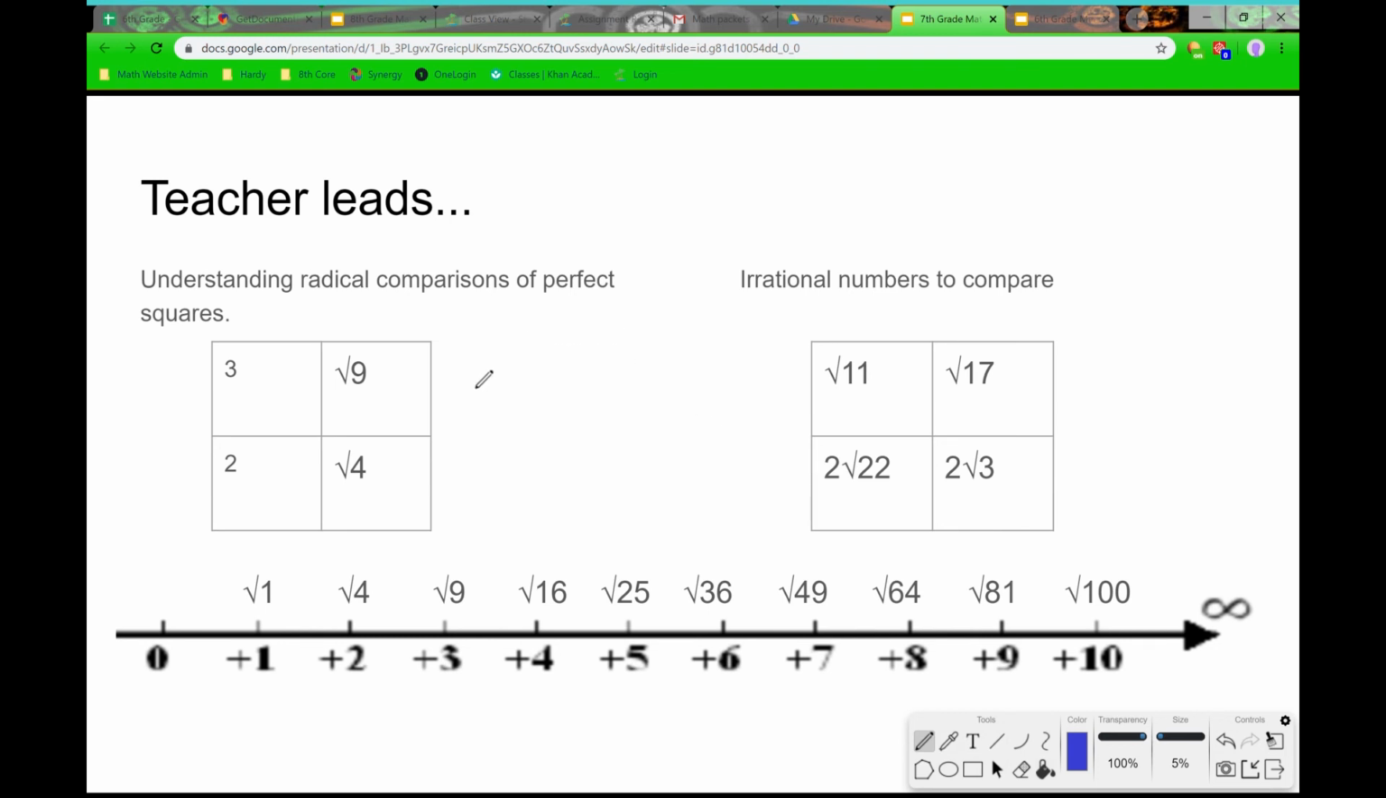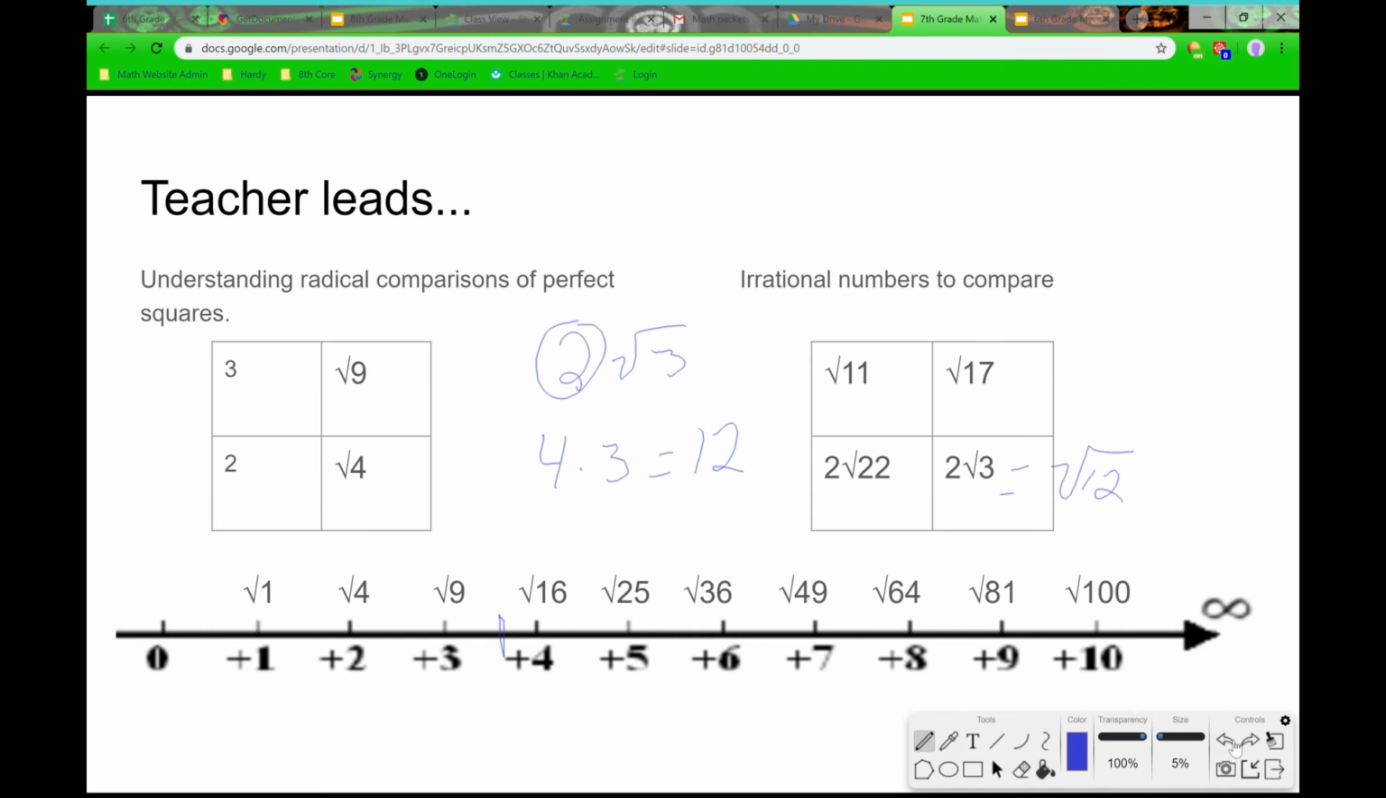We take that 2 radical 3. We're going to square this number. That gives us 4. 4 times 3 is 12. So this number is the same as radical 12. So radical 12 is way over here. 9, 10, 11, 12. It's close to the left side.